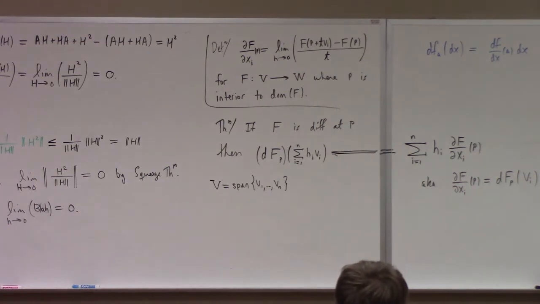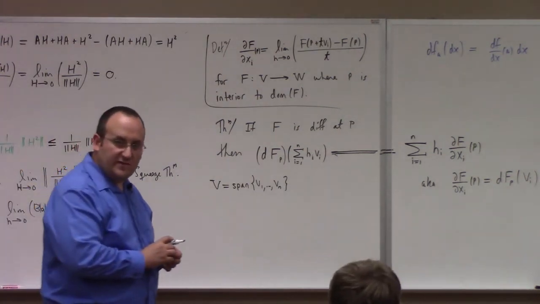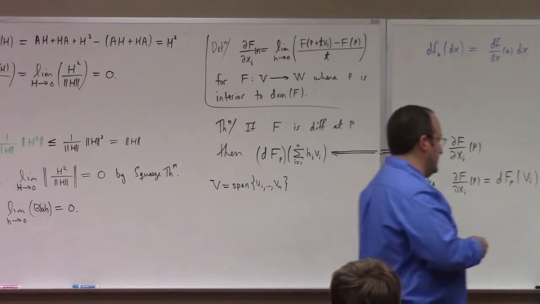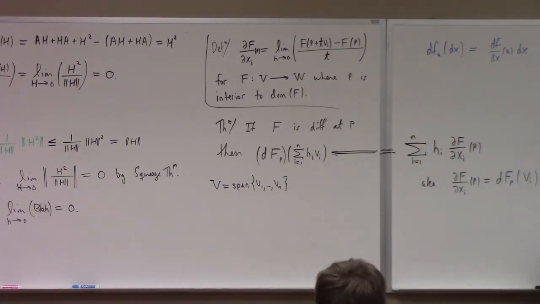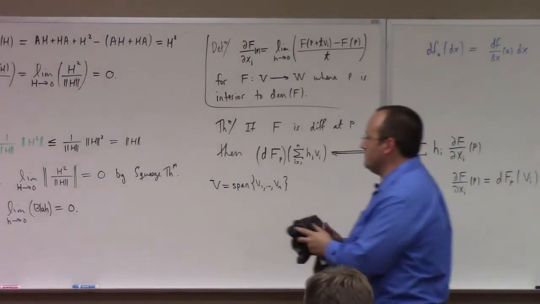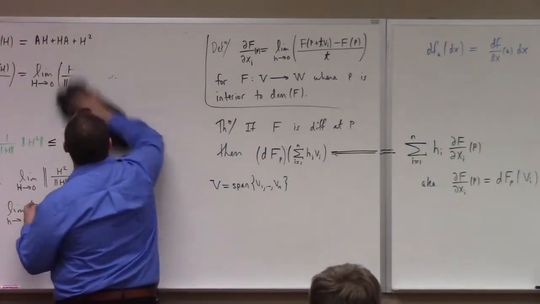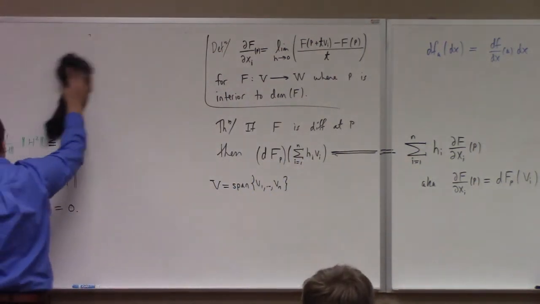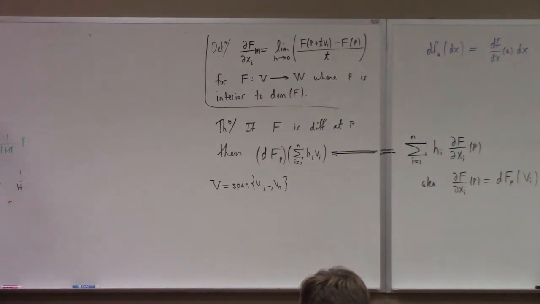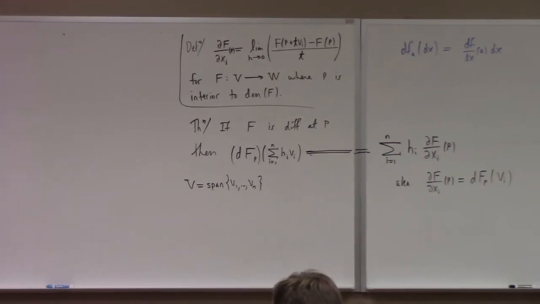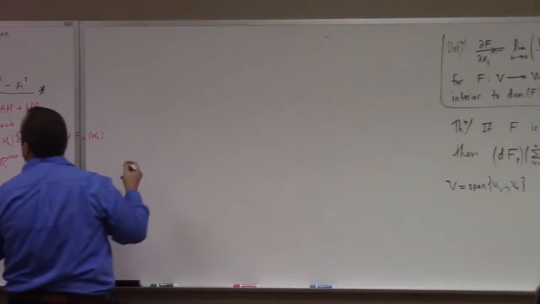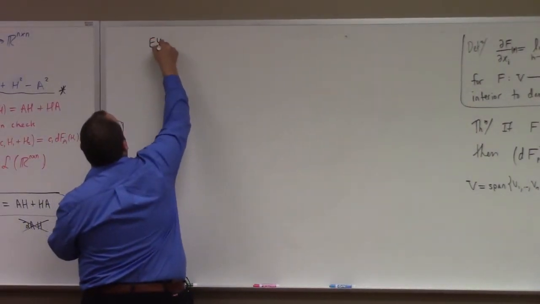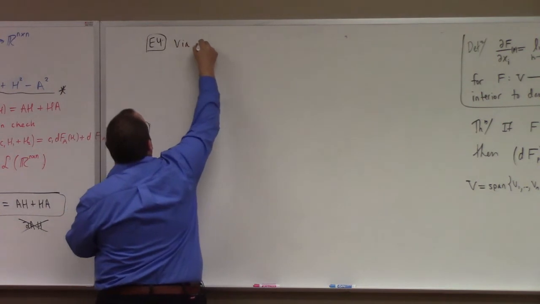So we could go back to this example and try to build the differential from partial differentiation, if we wanted to. And that probably would be an interesting exercise. Let's try to do that. What are the coordinates on our n by n matrices? Example 4, via partial derivatives.